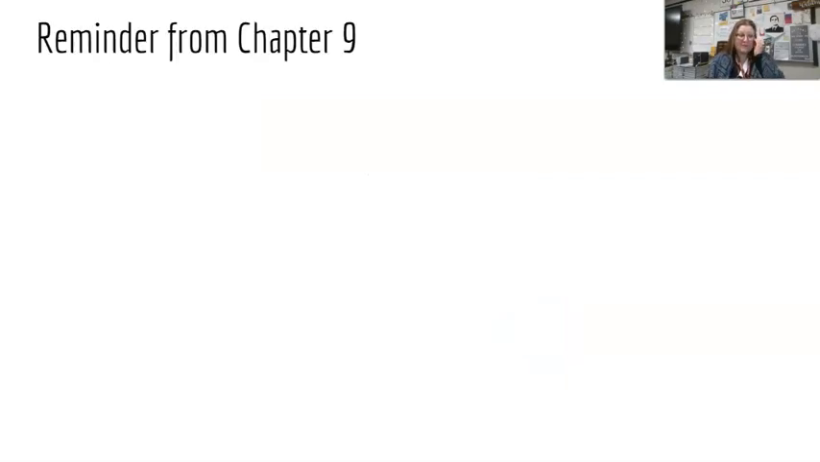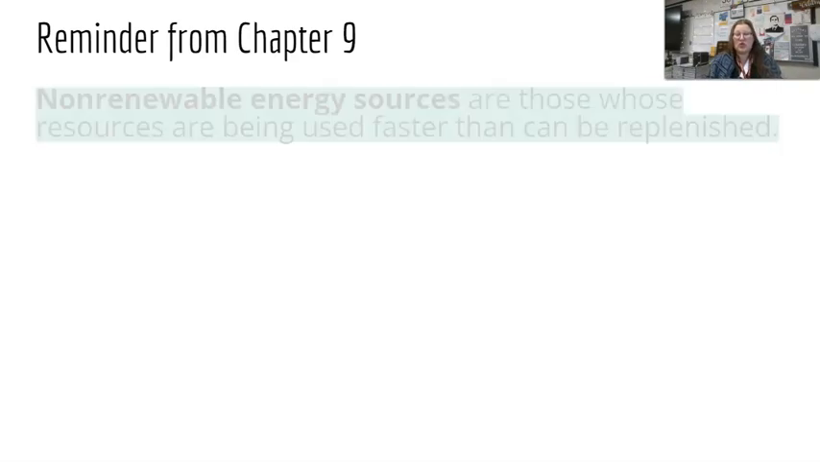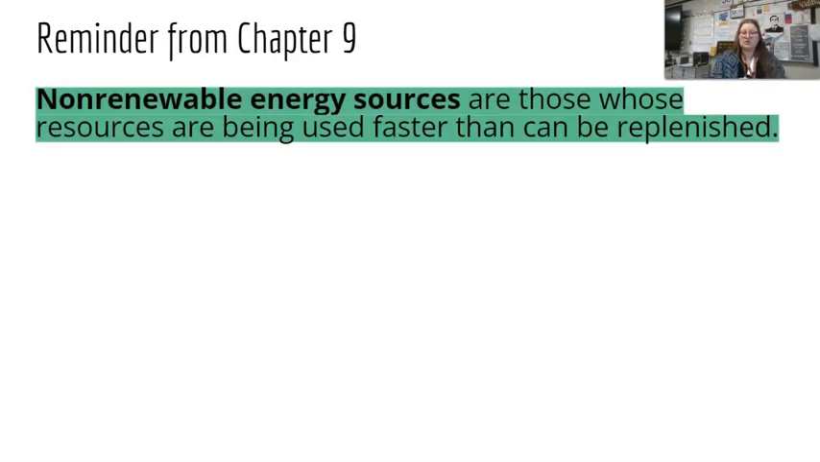So just a brief reminder from Chapter 9. In Chapter 9, we were talking about non-renewable energy, but at the beginning, we talked about the difference between the two. Non-renewable energy sources are those whose resources are being used faster than they can be replenished. So we are using those things faster than they grow back or than they form. So they're non-renewable. They're not renewing in the time we're using them.